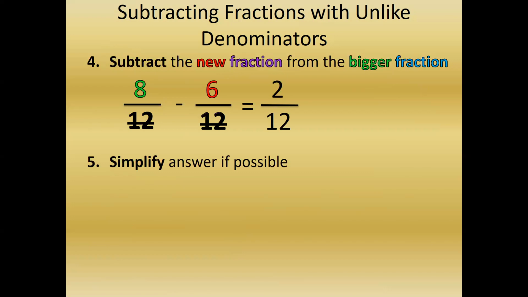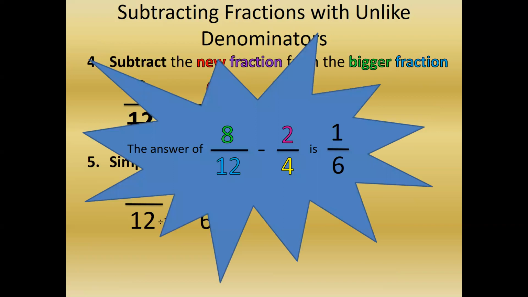All right, then we have to simplify if possible. So looking at this, we have 2 over 12. Can we simplify it? 2 can only be divided by 1 and 2. So can 12 be divided by 2? Yes, so let's divide both sides by 2. What is 12 divided by 2? 6. And 2 divided by 2? 1. So that means the answer of 8 over 12 minus 2 over 4 is 1 over 6.